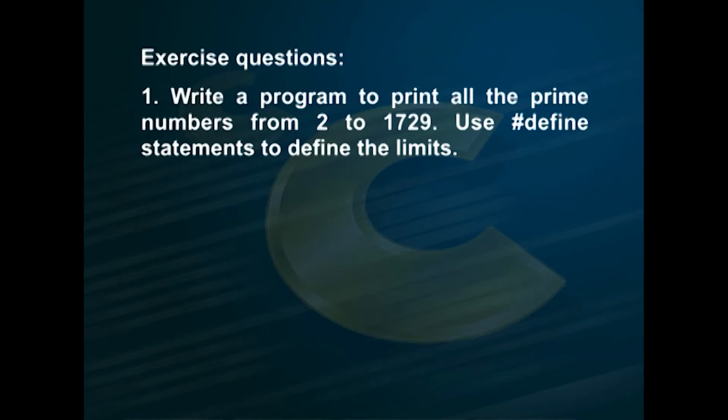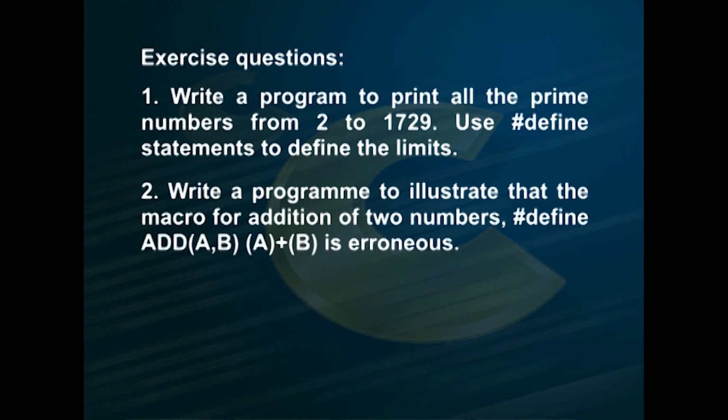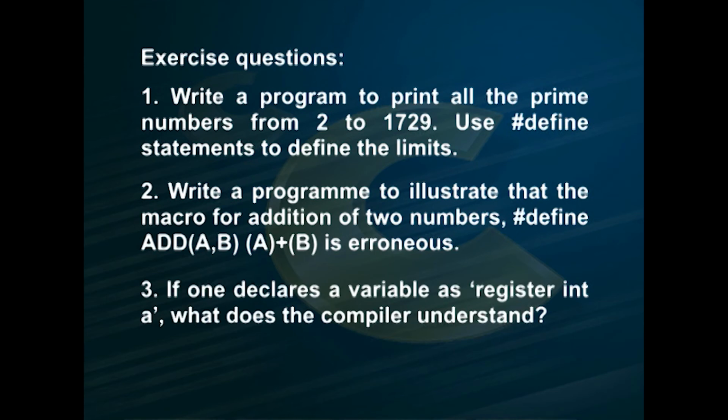Here are some exercise questions for you. 1. Write a program to print all the prime numbers from 2 to 1729. Use #define statements to define the limits. 2. Write a program to illustrate that the macro for addition of two numbers, #define add(a,b) (a)+(b), is erroneous. 3. If one declares a variable as register int a, what does the compiler understand?